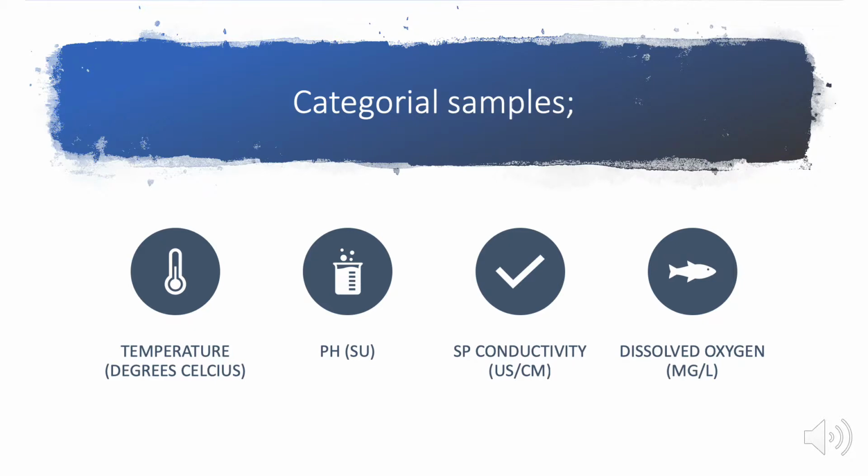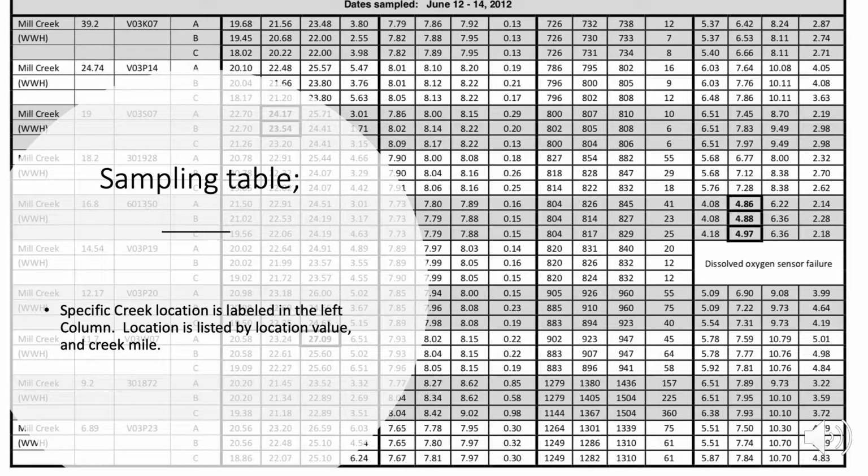For categorical samples, we're using temperature, pH, conductivity, and dissolved oxygen. And here's a look at our sampling table. Again, to the left you see the locations, and to the right you see the quantified data.